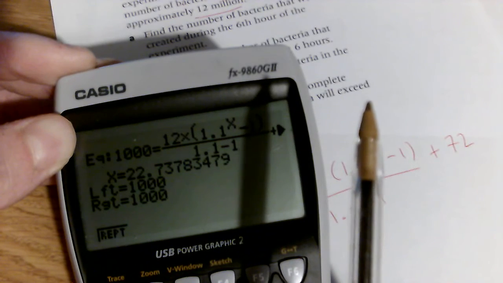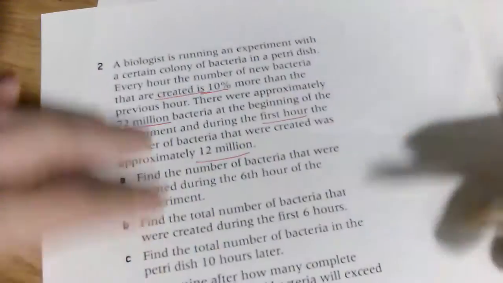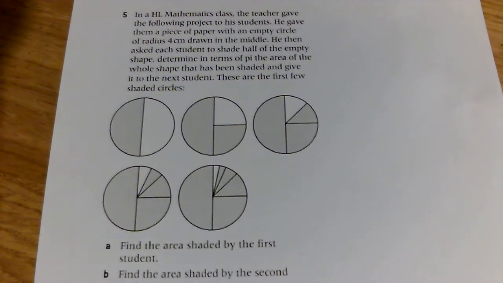Okay, so I think that's everything we need from question 2 there. I'm not going to go through every single question in that exercise, but if you can do that one, you should be able to do most of them, I think. Let's have a look at something from the other exercise, 7D, this question here with the circles.